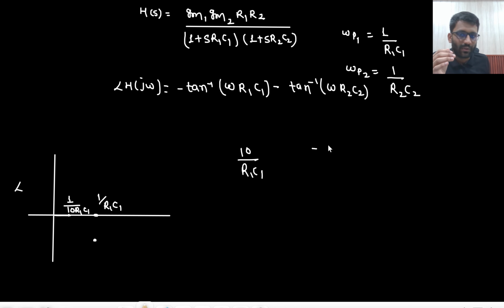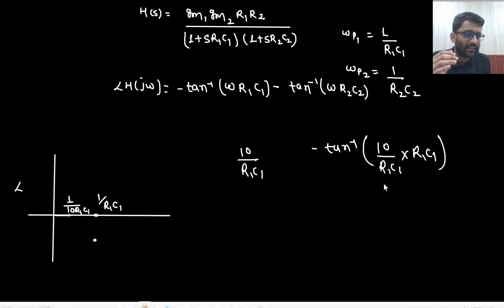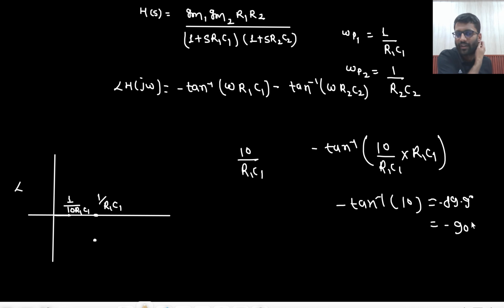My omega is ten by R1 C1. So calculate it in your calculator, what value you will get. Minus tan inverse ten. It will be somewhat 89.9 degree. So it will be minus of 89.9 degree. So approximately it can be taken as minus 90 degree. Are you getting this point?